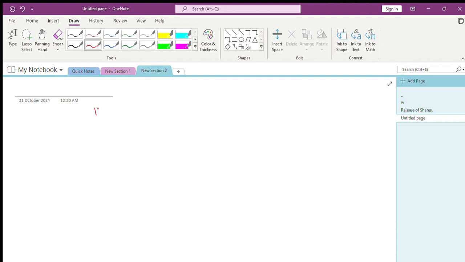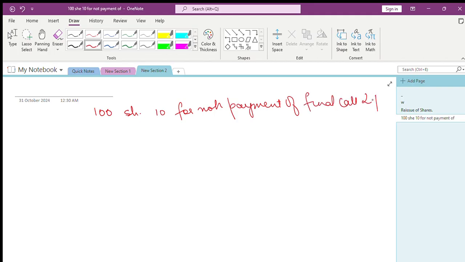Say A Limited forfeited 100 shares of 10 each for non-payment of final call of 2 per share. So for forfeiture entries, share capital debit 100 into 10, share forfeiture credit.